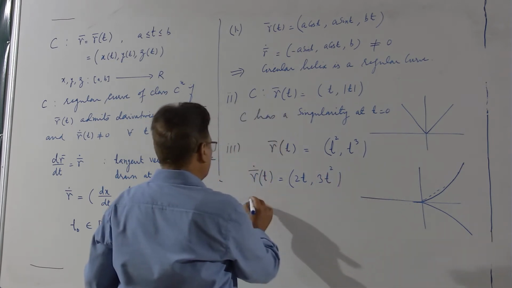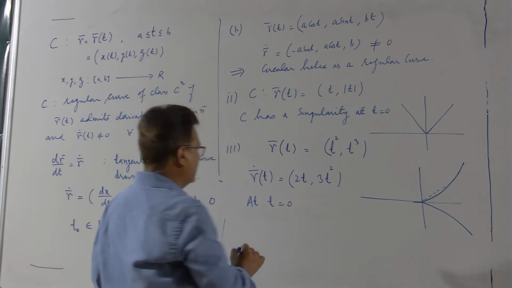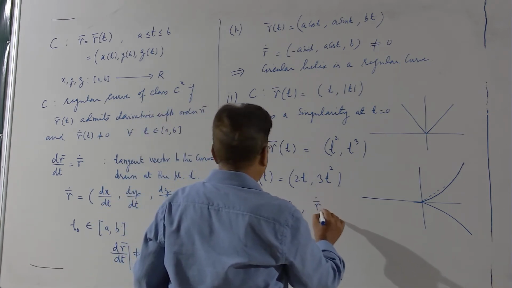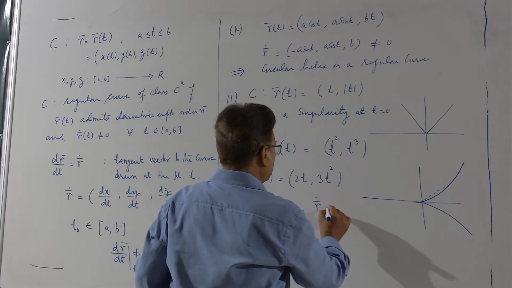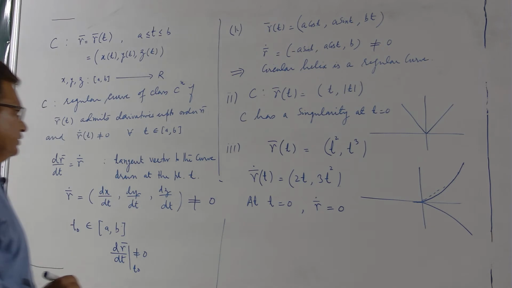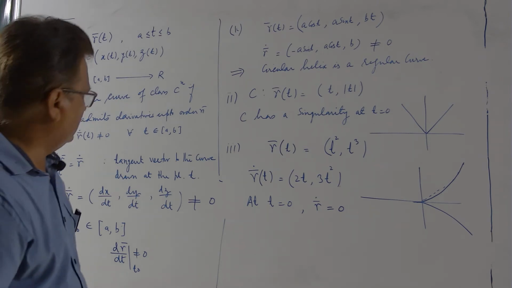So at t equal to 0, r dot t is 0. So t equal to 0 is a singularity, and this singularity cannot be removed. So it is an essential singularity, all right.